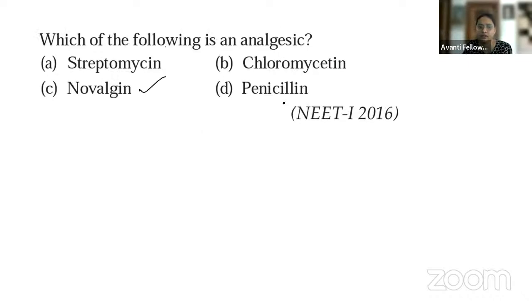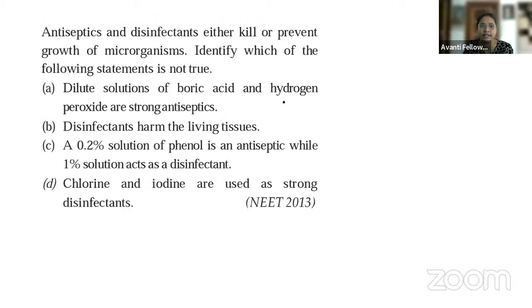नेक्स्ट, antiseptics and disinfectants either kill or prevent the growth of microorganisms. This is correct, right? Identify which of the following is not true. ये statement true है। नीचे में से कौन सा स्टेटमेंट ट्रू नहीं है? Dilute solutions of boric acid and hydrogen peroxide are strong antiseptics, disinfectants harm the living tissues, or 0.2% solution of phenol is antiseptic while 1% solution acts as a disinfectant. Chlorine and iodine are used as strong disinfectants.